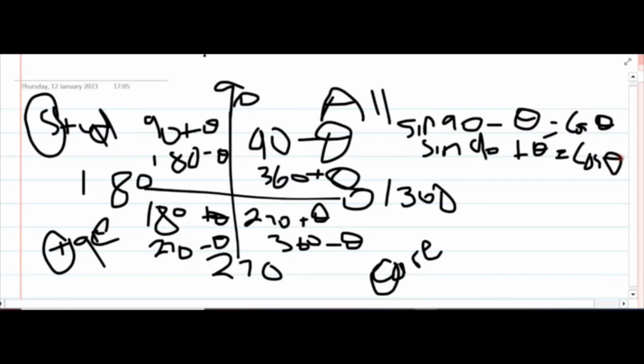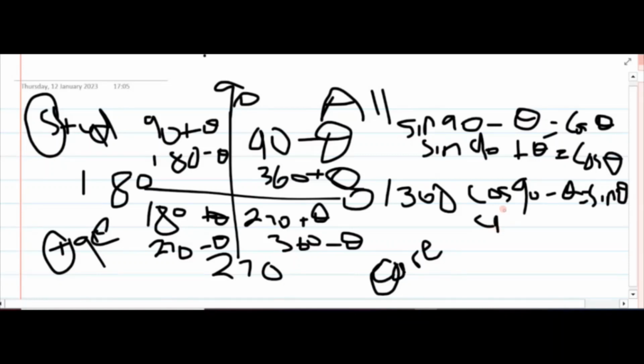And then for cos of 90 minus theta, it is in the first quadrant, and cos is positive in the first quadrant because all of them are positive, so it's going to be positive sine theta. And then cos of 90 plus theta.